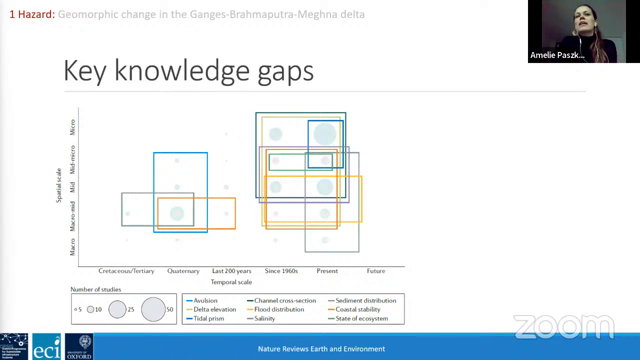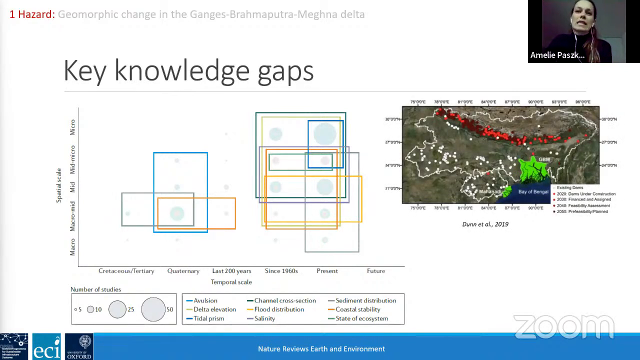So this is alarming that at these two scales, where the scale of infrastructure systems and the future are the two areas that we really don't know enough about. So it does put into question how we can actually prepare for sustainable deltaic management if we don't really know much about those two timeframes. And that's particularly concerning when the future is looking like this, where Francis Dunn and colleagues here have shown that there's 414 dams planned within the GBM catchment, some of which are already under construction.